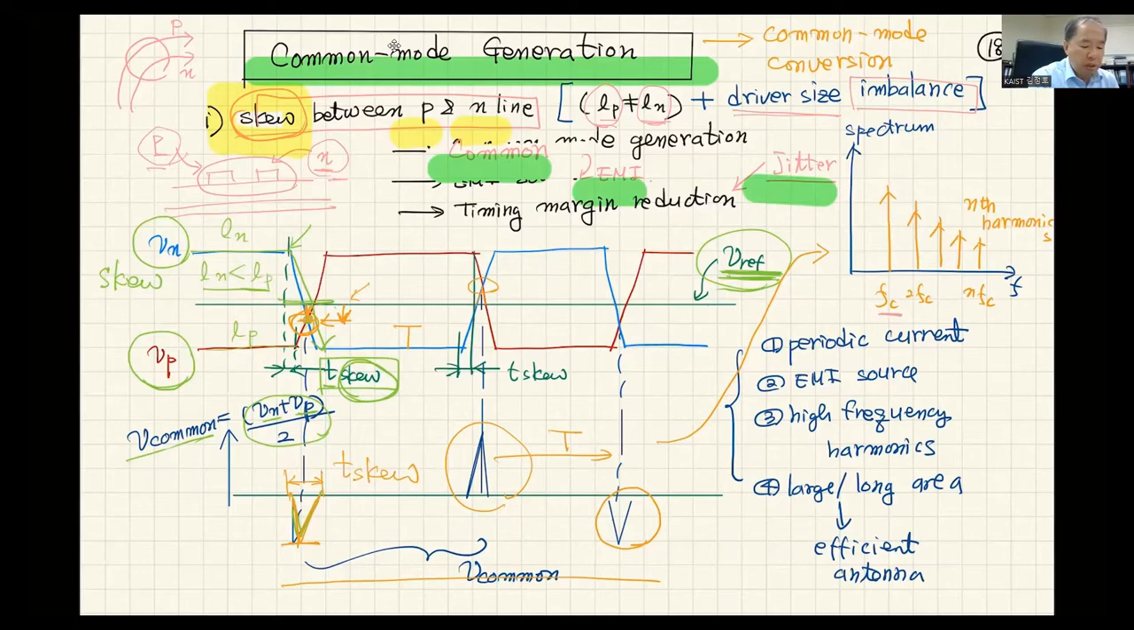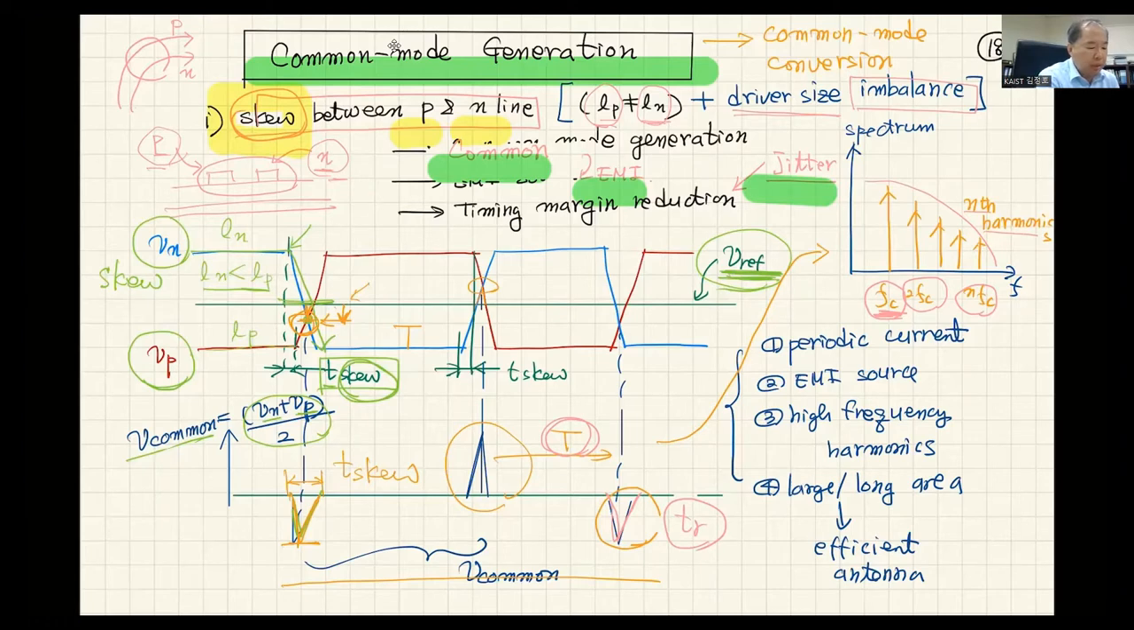The first spectrum is generated at the clock frequency that is related to this time interval T. And then because you have a triangular shape, this is not a sinusoidal wave, you're going to have higher harmonic frequency components up to the 10th harmonic. And the envelope of this EMI spectrum will be determined by the rising time of this triangular common mode voltage.